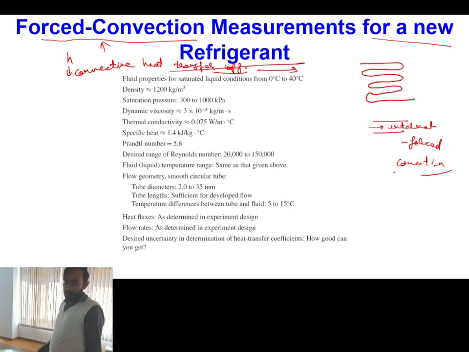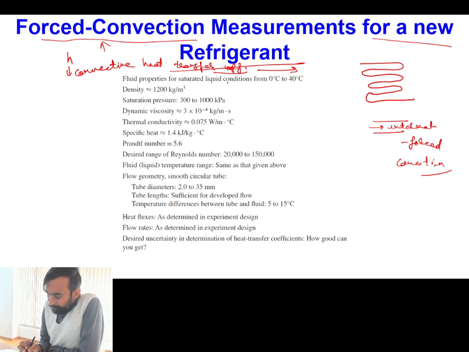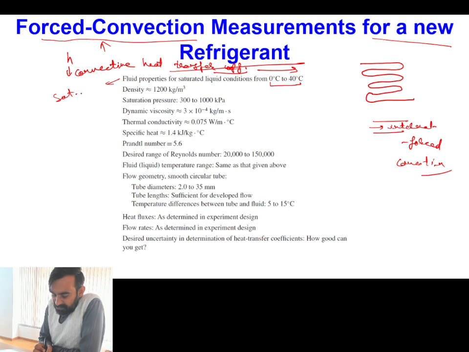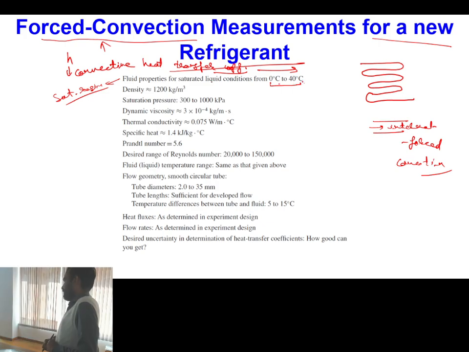Okay, now let us try to see what are the constraints which are given over here. So, fluid properties for saturated liquid condition. Normally the experiment which we need to perform is in the saturated regime, and at saturated liquid conditions the properties are to be varied from 0 degree Celsius to 40 degree Celsius. So our operating range of temperature is 0 to 40 degree Celsius.